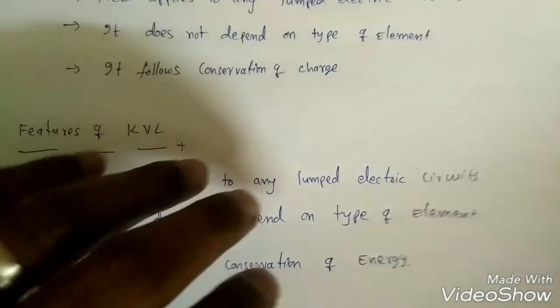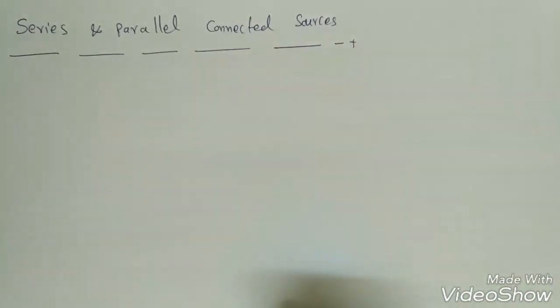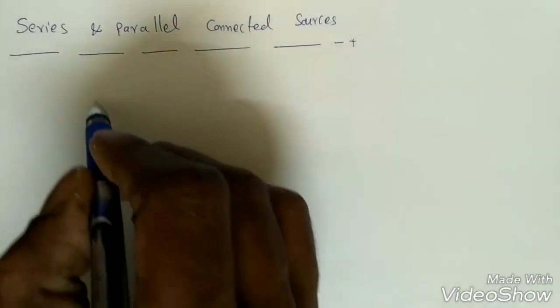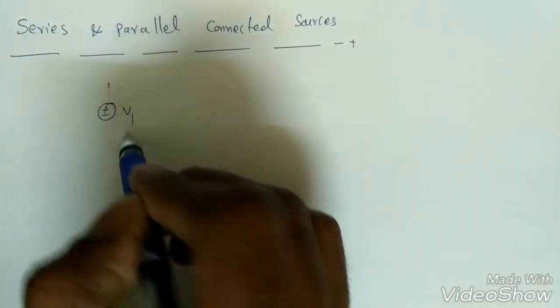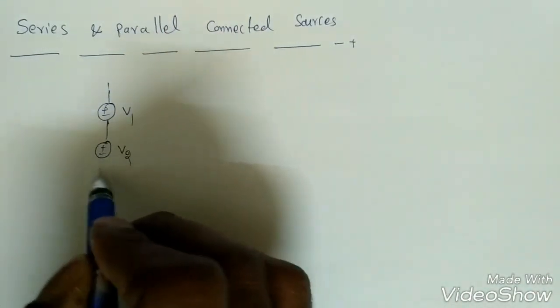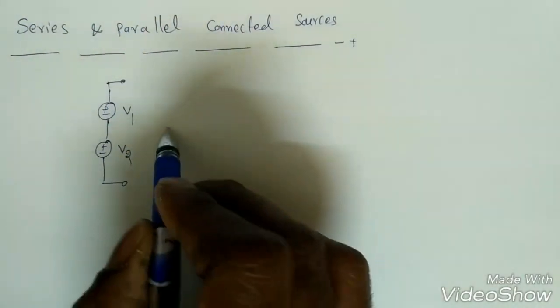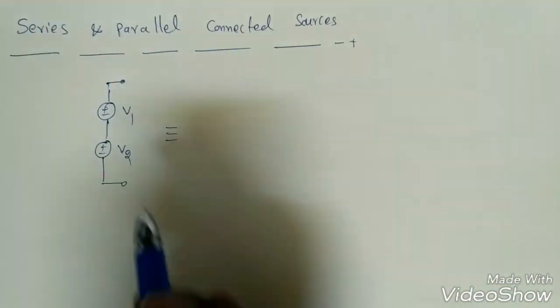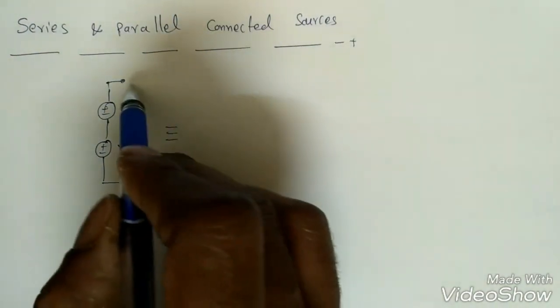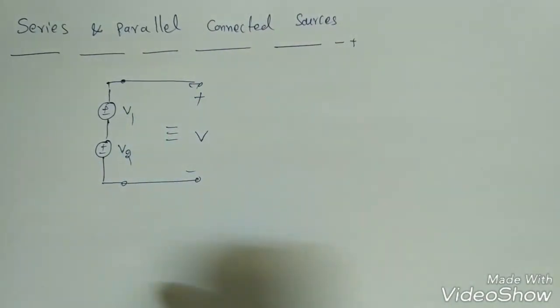Now we'll see, if I connect some sources in series, some sources in parallel, what is the equivalent we need to take? There are series and parallel connected sources. Suppose one voltage source V1 is there, and one voltage source again connected in series, so it is a series of voltage sources. Now it can be replaced by, suppose this is a voltage V, the equivalent voltage V.